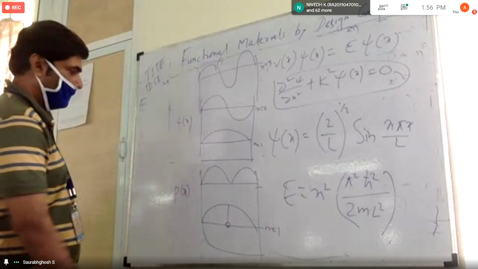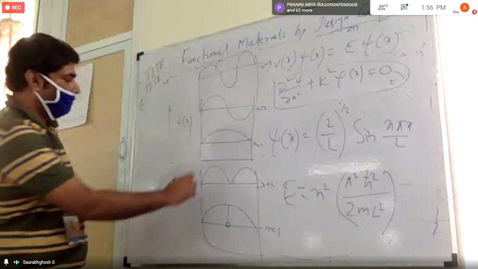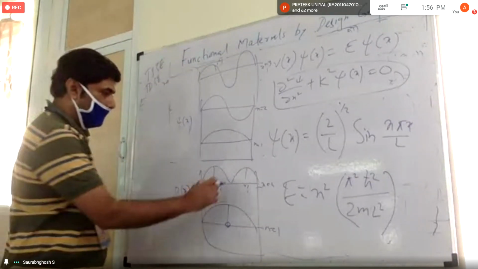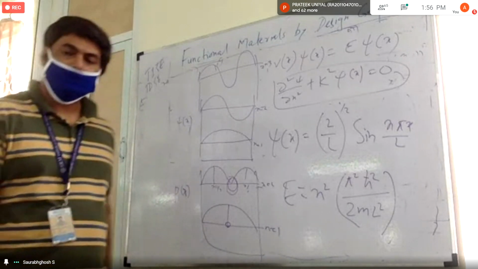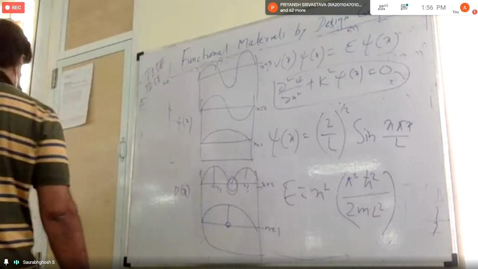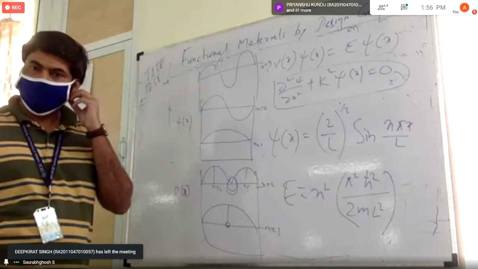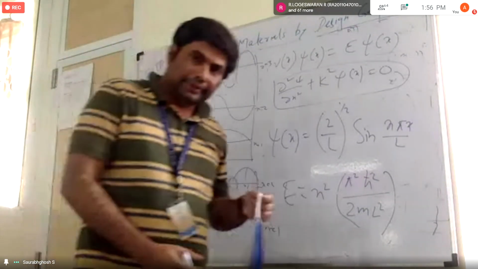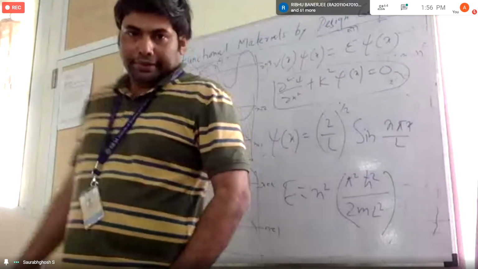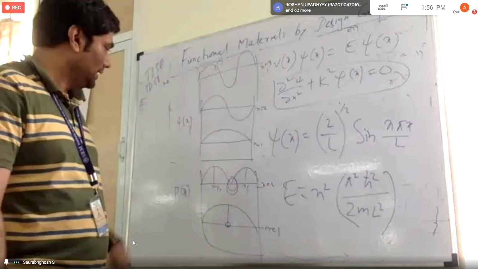Probability is psi star psi. And for n is equal to 2, the probability of finding the particle is maximum at position x equal to L/4, and at the middle it is 0. That is basically the probability of finding a particle in the box. That is a very interesting part of quantum mechanics. I hope you have understood this. This is how quantum mechanics works.